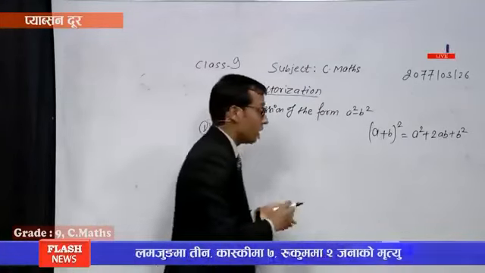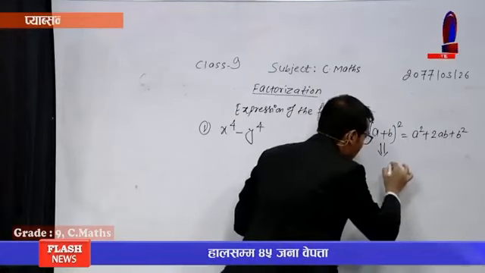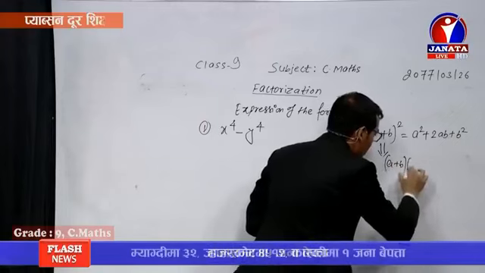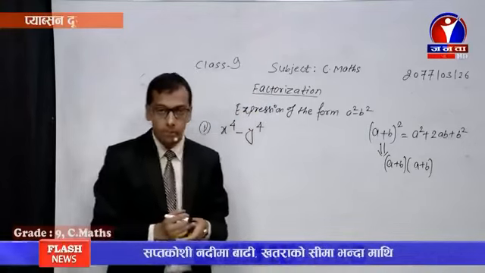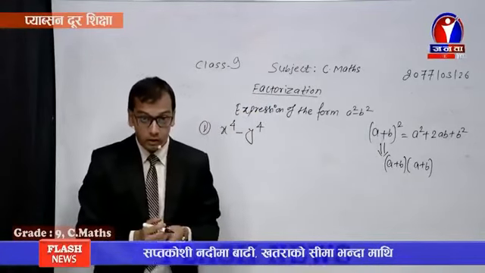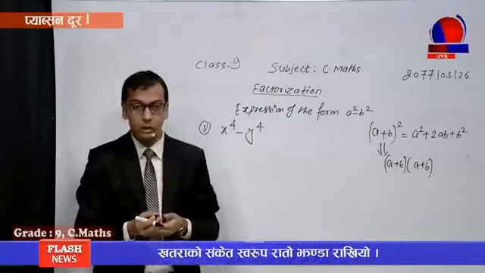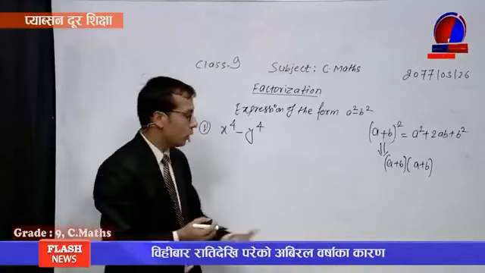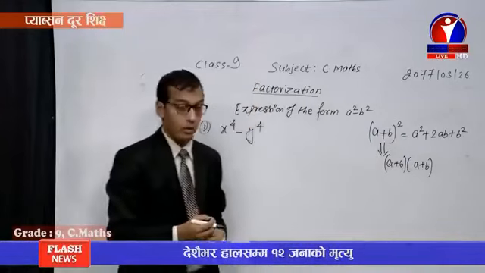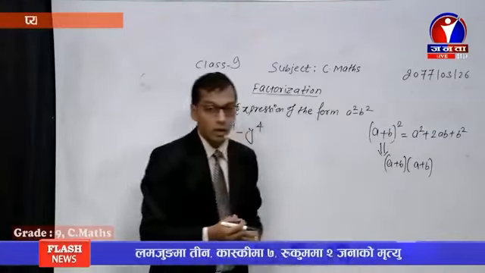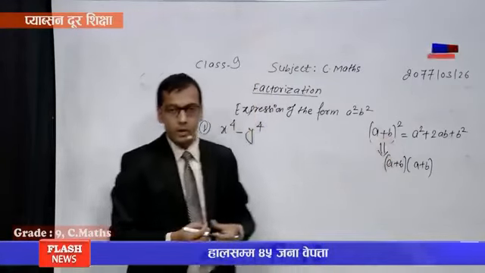Similarly, it has factors. What are the factors of this algebraic expression? Its factors are a plus b times a plus b. Factors are algebraic expressions that divide another expression or polynomial exactly without any remainder. So the factors of a plus b whole square are a plus b times a plus b. When we multiply these two factors together, we obtain the original expression, a plus b whole square.